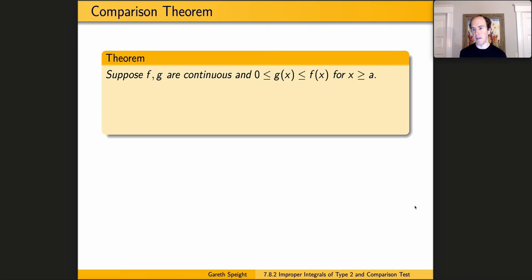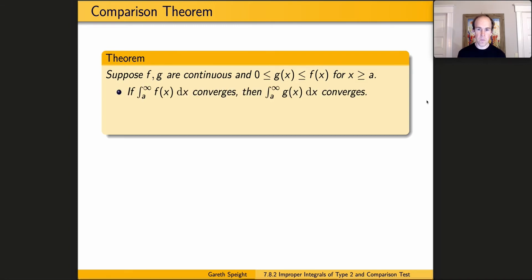One way is to compare it to something we already understand. So let's suppose we have two functions, f and g. They're both positive, and g is less than f. So we have two positive functions. One is a small function, one is a large function. g is smaller than f for x larger than a, let's say.